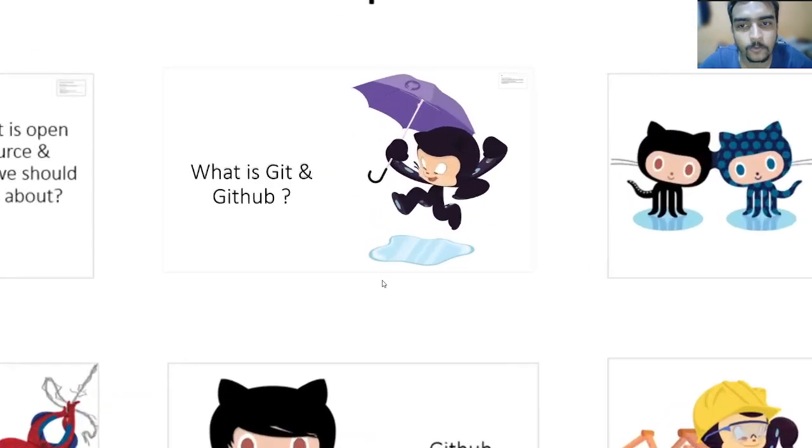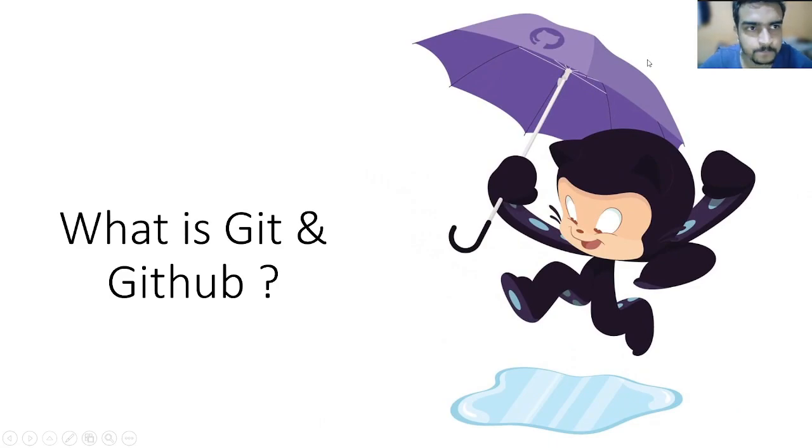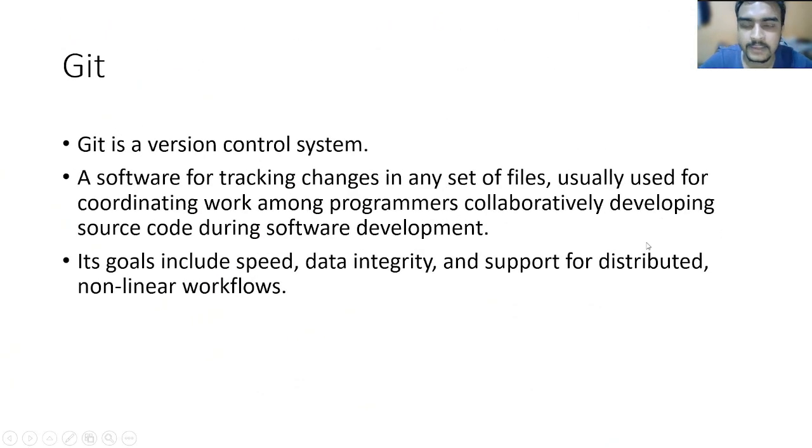So now, what is Git and what is GitHub? Git is a version control system. So what is a version control system? Suppose you have a file. You made a change today and you made a change tomorrow. This software tracks which line you have made what changes, and it automatically updates a copy of your file.